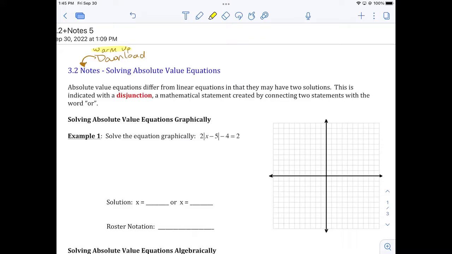We've talked about disjoint, haven't we? Disjoint, where it's two separate things. Disjunction is kind of the same thing. Disjunction just means two separate equations.